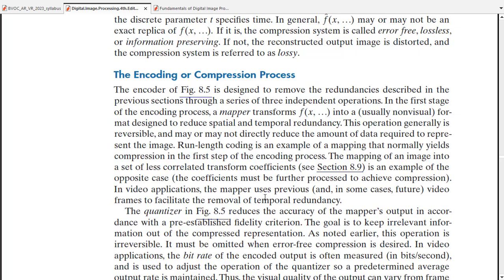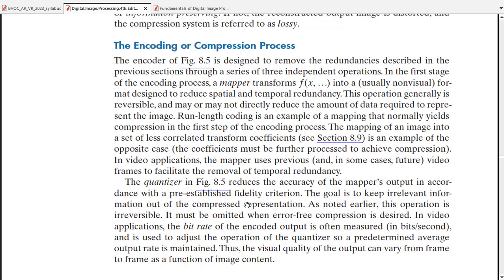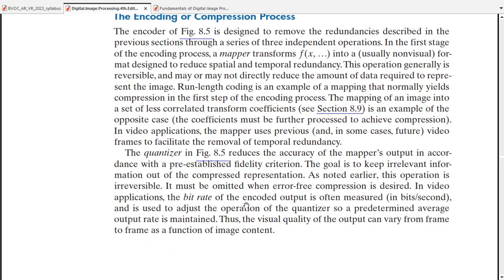Run length coding is an example of mapping, which normally yields compression in the first step of the encoding process. The mapping of an image into a set of correlated transform coefficients is an example of the opposite case. In video applications, what is the mapping? It facilitates the removal of temporal redundancy between video frames.